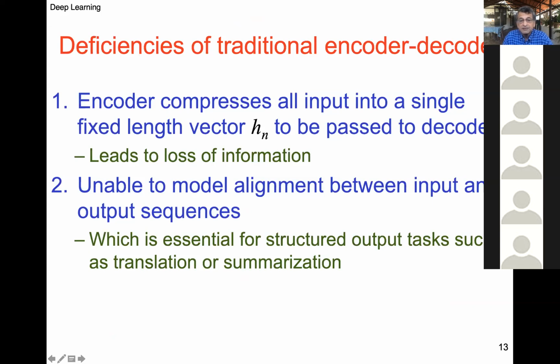Okay, so the encoder compresses all input into a single fixed length vector h sub n to be passed to the decoder. We just saw that fixed length vector is a summary of all the information. It leads to loss of information, and it's unable to model alignment between input and output sequences. So which word is aligned with which word, and so on. And that is essential for structured output tasks such as translation or summarization.